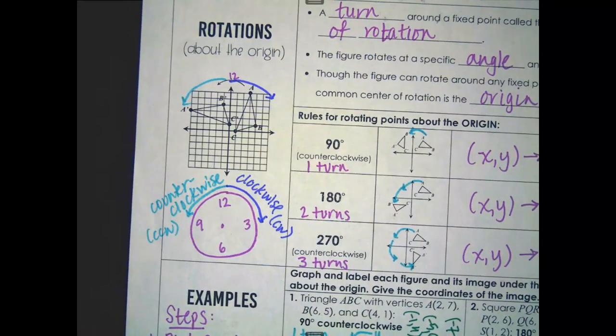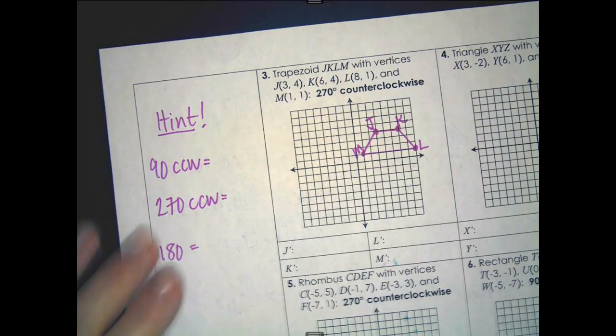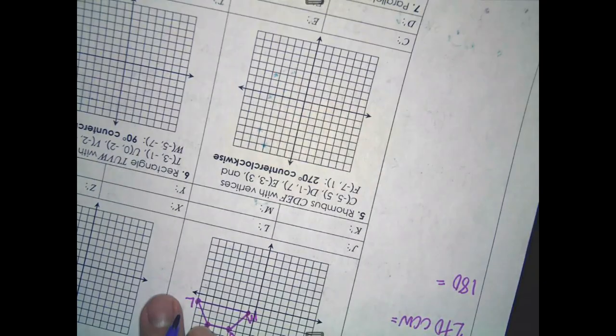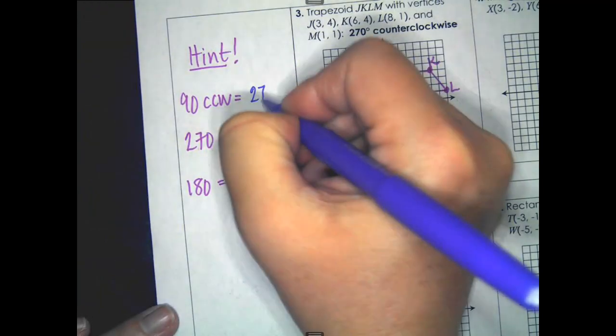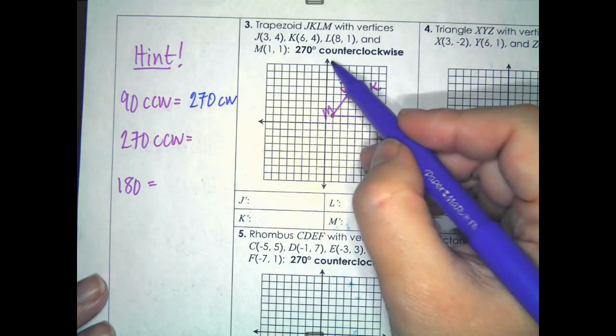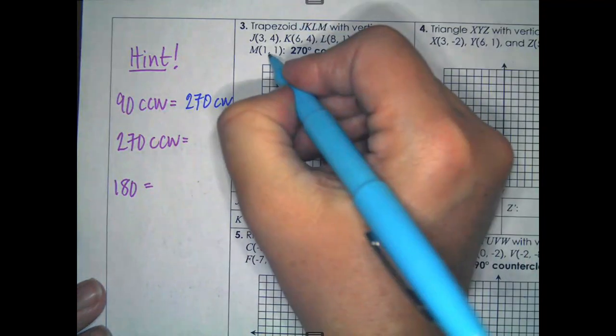So if I were to go back here, 90 degrees counterclockwise is the same as 1, 2, 3. We're still going to end up at the same position. So this is the same as 270 clockwise. And then 270, if we're going 270, we're doing 3 turns.